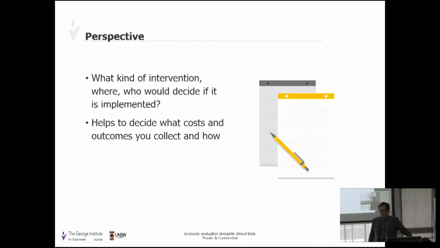So the next aspect of an economic evaluation is perspective. So what kind of intervention, where, who would decide if it is implemented? And this helps you decide what costs and outcomes you need to collect and how. So the perspective, as I said earlier, really is based on what's the underlying policy and investment decision that you're trying to address. Is it state government? If it's just state government wanting to know whether the new model of care is cost effective, and they're only interested in costs to the state health department, then that's the perspective you adopt. So from that point of view, you won't necessarily need to collect Medicare data in order to look at the costs to Medicare.